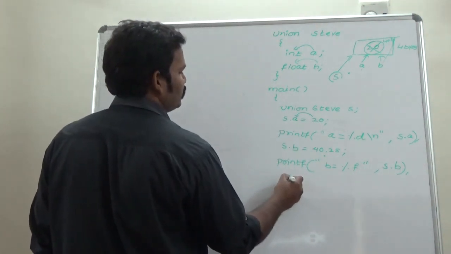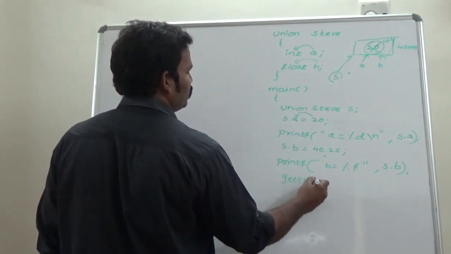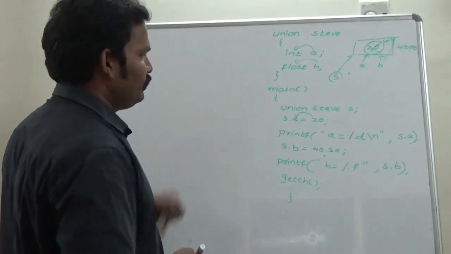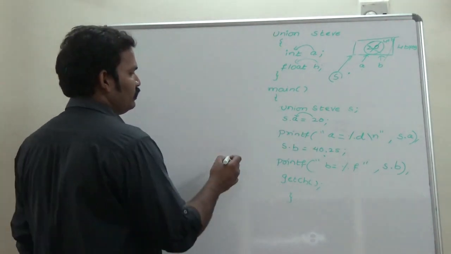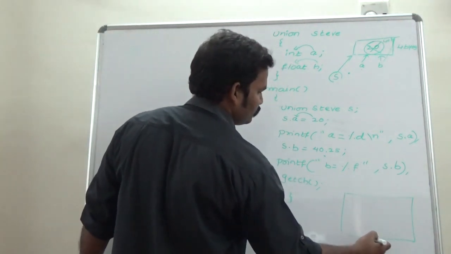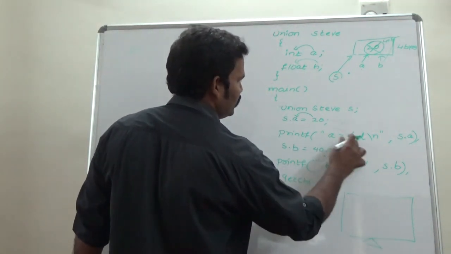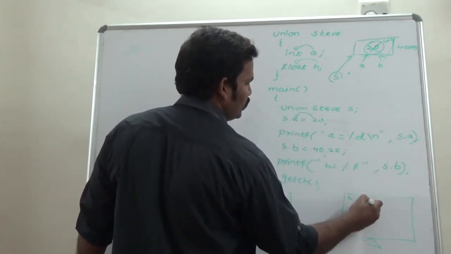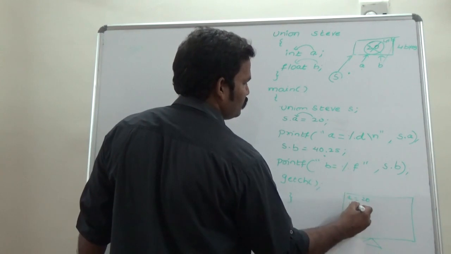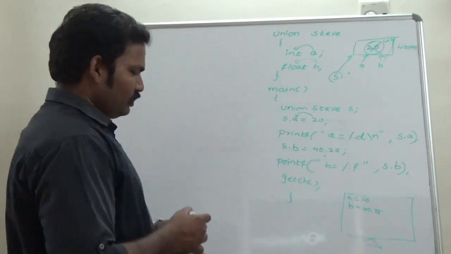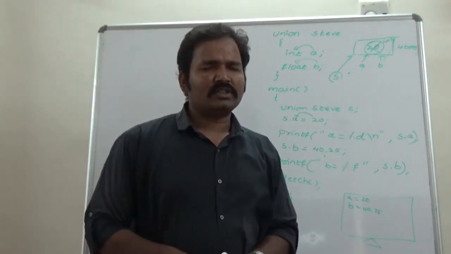Next, getch. So if you execute this program, what output will we get? a is equal to 20, then b is equal to 40.25. So this is a program to demonstrate union.